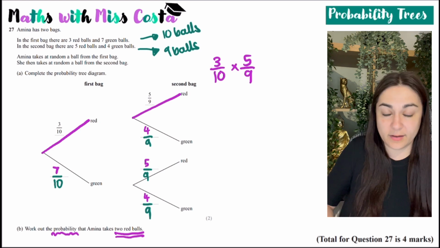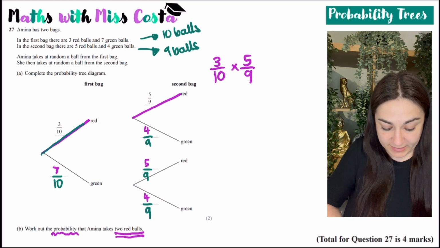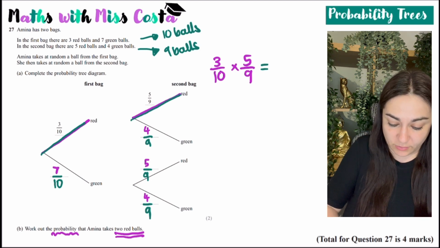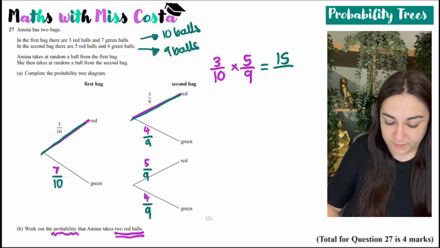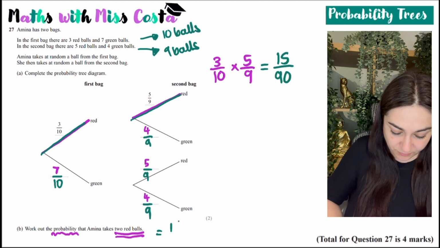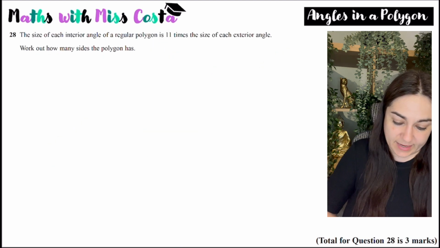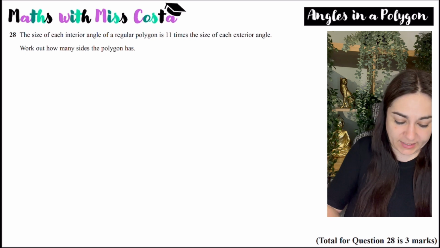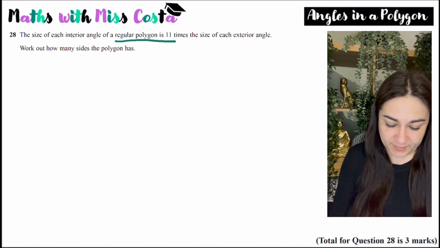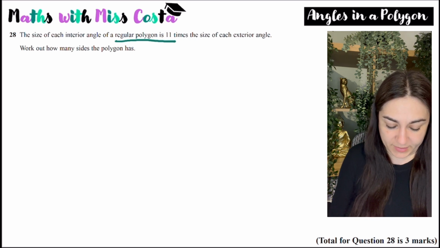So when we're using a probability tree to work out the probability of something, you literally go along the branches and you multiply to get the result. So 3 times 5 is 15, 10 times 9 is 90. So the probability that she gets 2 red balls is 15/90. And then the last question, I'm told that the size of each interior angle of a regular polygon is 11 times the size of each exterior angle. Work out how many sides the polygon has.